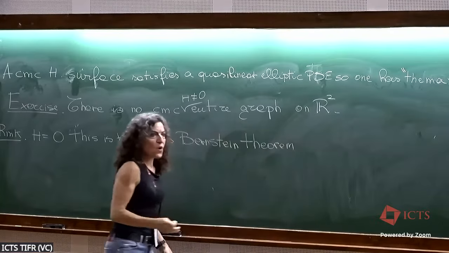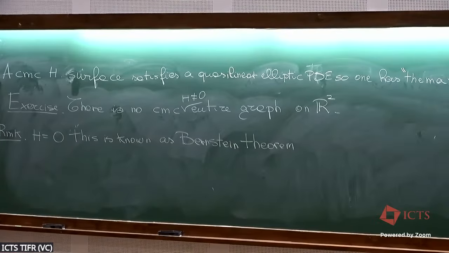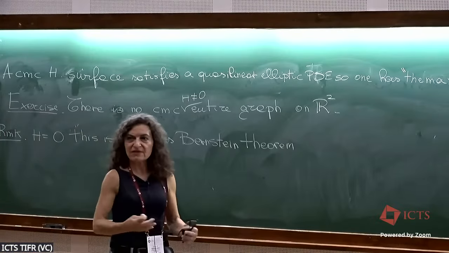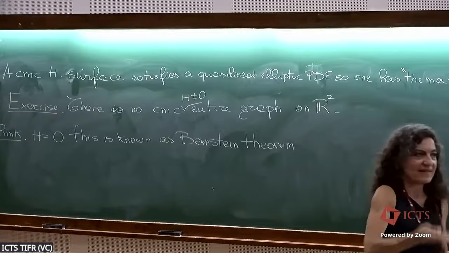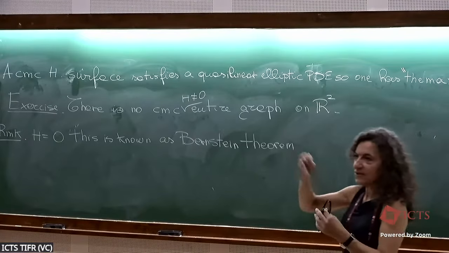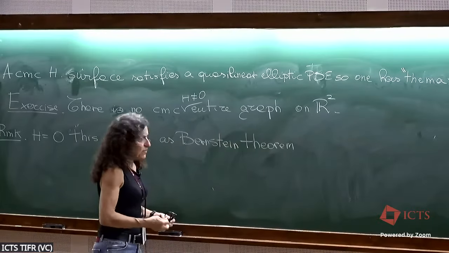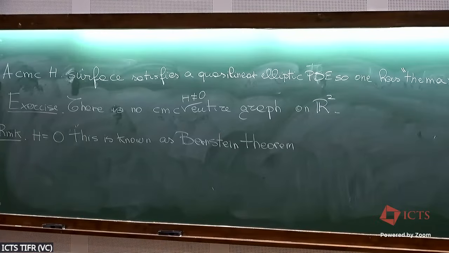So there is no entire minimal graph on R2. It's very well known. And one should say that Bernstein theorem is true even in higher dimension, but only till dimension 7 or 8. It depends if you look at the ambient space or Rn. Because then there are the famous counterexamples by Bombieri, De Giorgi, and Giusti that found an entire minimal graph in higher dimension. Okay, but it's a theorem.